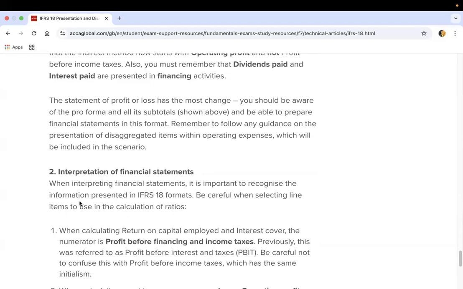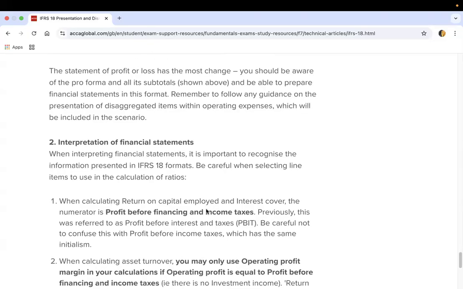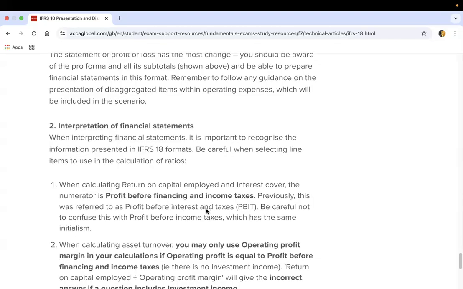Second one, interpretation of FS. When interpreting FS, it is important to recognize information presented in IFRS 18 formats. When you compare, for example, you're not studying ratios yet, but I'll just give you an example. Suppose you have two FS, and you are comparing the operating profit of one FS with the other. It is clearly explainable. You can clearly pick out how much operating profit was for this year and how much was for the previous year. So things have become clearer with IFRS 18 in the question.